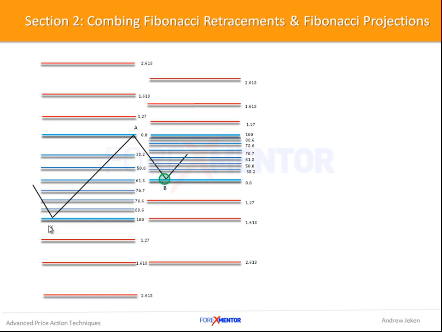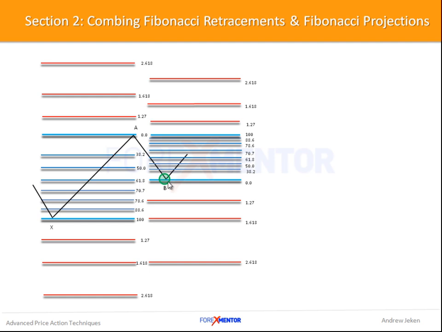Okay, so in the first instance we had a nice rally and we drew our fib tool from point X to point A. We were then looking for a retracement. You can see price broke through the 38, through the 50, and it found support at the 62 level.